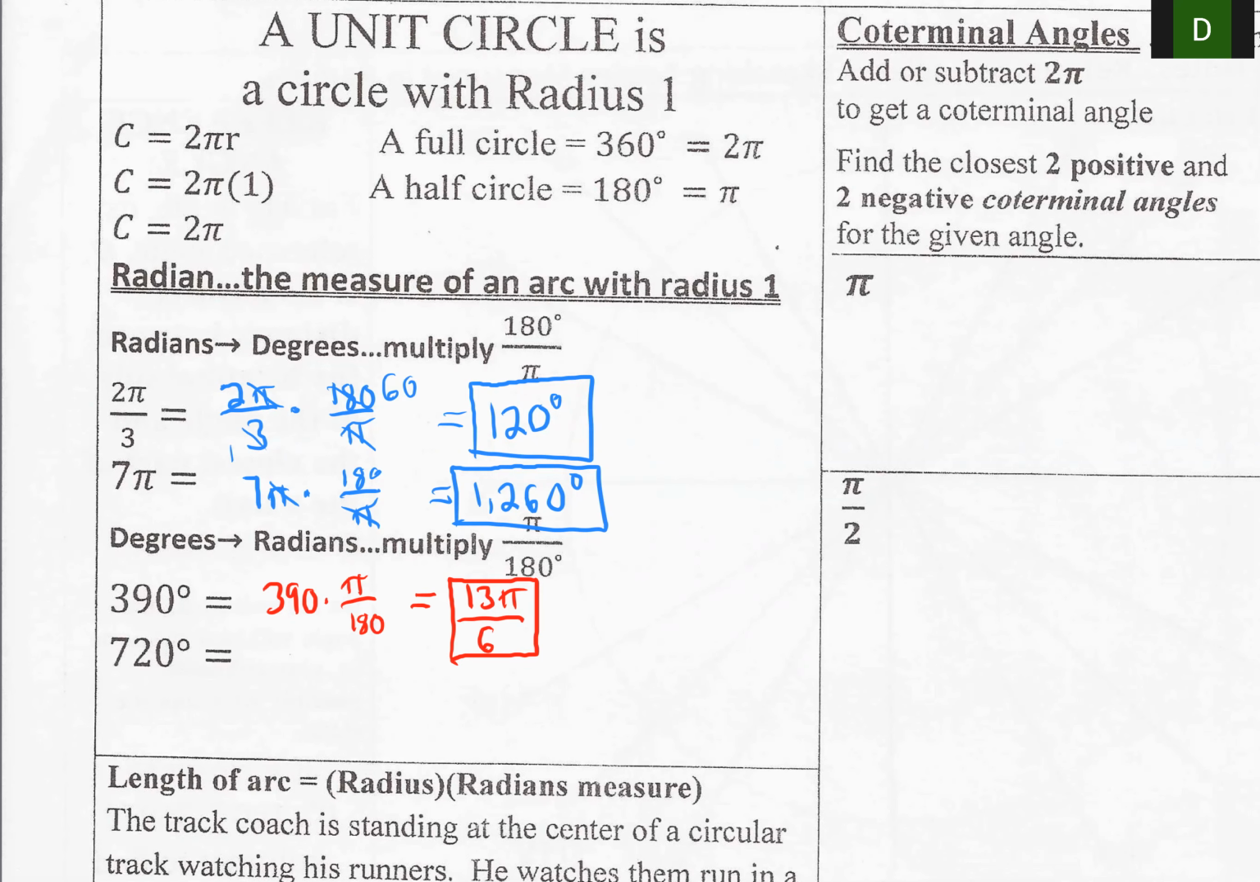So 720, you would also multiply this by pi over 180. So 720 over 180 is just 4. So 4 pi radians is the same as twice around the circle. So 2 pi is once around, 4 pi is twice around.